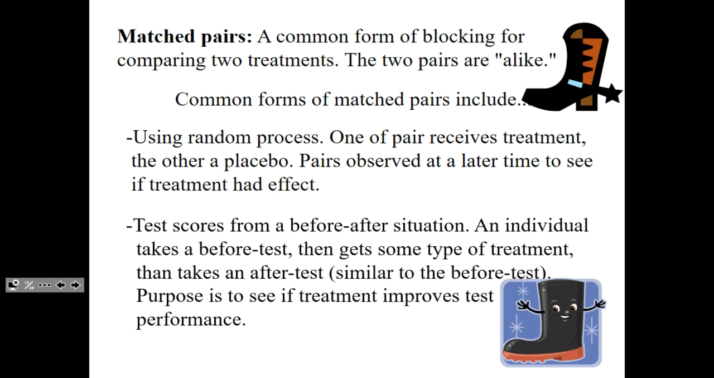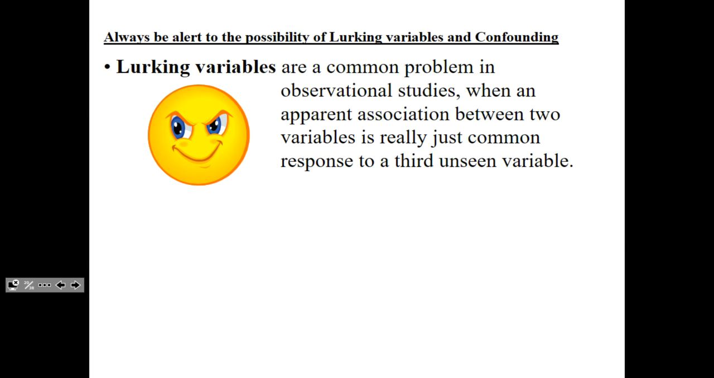Now, we want to be aware of lurking variables and confounding variables. Lurking variables are common in observational studies. They're very common in observational studies, where we think there's an association between the two variables, but really they're just each responding to a third unseen, untracked variable. We talked about this. Now, some different examples.